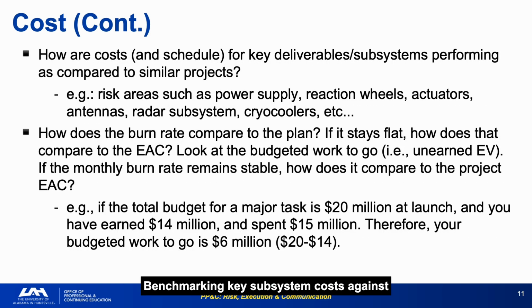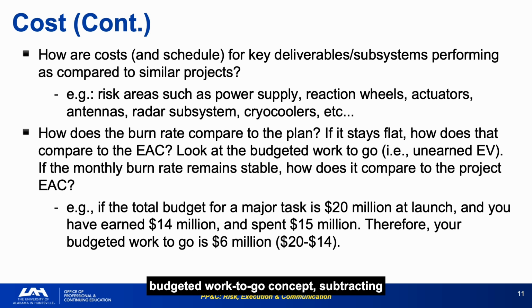Benchmarking key subsystem costs against similar programs and calculating implied EAC from the current burn rate are two of the most powerful forward-looking analytical tools in the cost checklist. The burn rate EAC calculation: if the monthly burn rate stays constant, does the remaining budget cover the remaining work? It is one of the simplest and most reliable early warning tools available. It requires only the current actuals and the contract value.